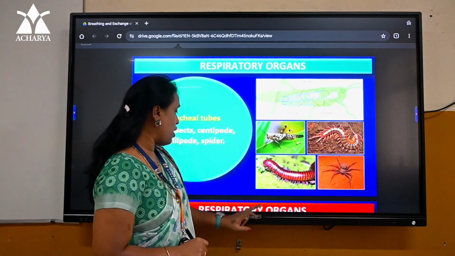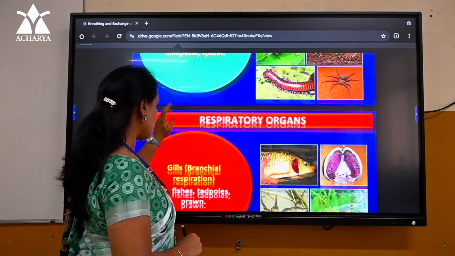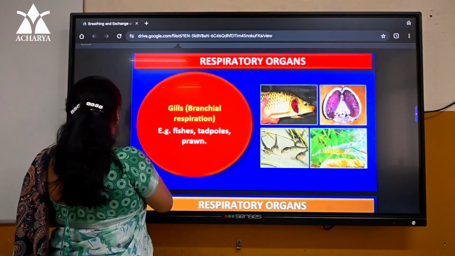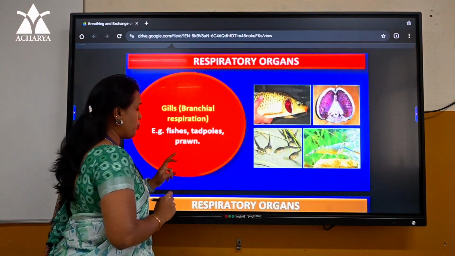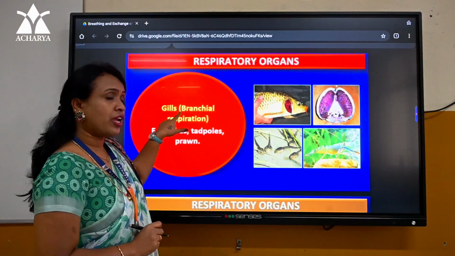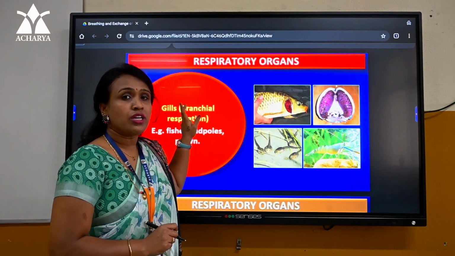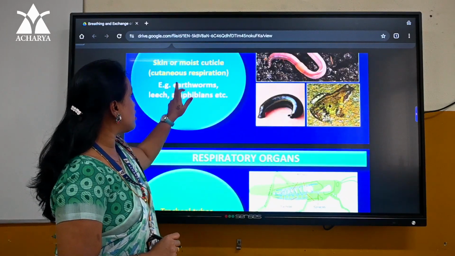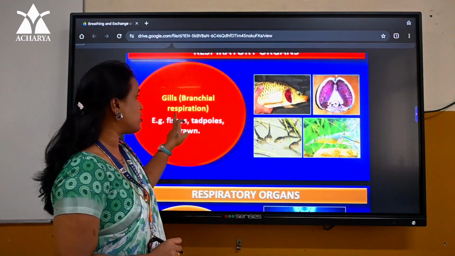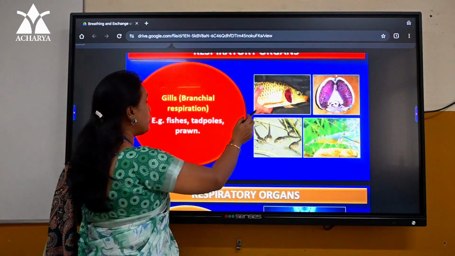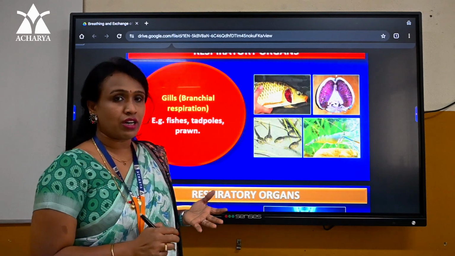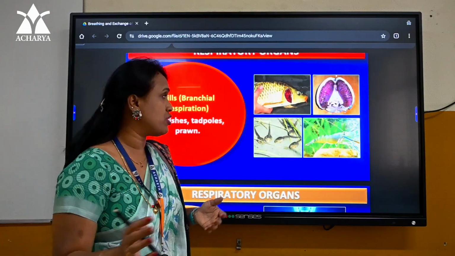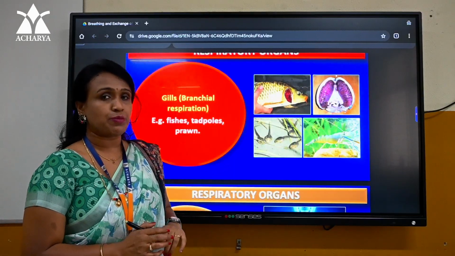Next, coming to the other type of arthropods. Prawn, for example, is also an arthropod. In arthropods like prawn, respiration takes place through gills, that is branchial respiration. Respiration which occurs through skin is called cutaneous respiration, and which occurs through gills is called branchial respiration. Example, all fishes, whether cartilaginous fishes or bony fishes, have gills as the respiratory structures.